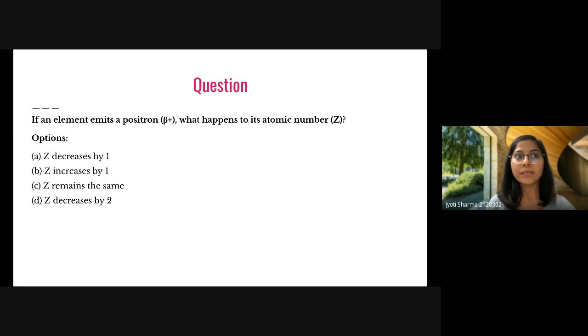If an element emits a positron, positron is like the opposite of electron. So as I told you, electron will increase the atomic number by 1, so this will reduce the atomic number by 1. This atomic number is denoted by Z, so Z will be decreased by 1. If it is increased by 1, then this will not be the positron, but this will be the beta particle, or you can say this is an electron. But if it is positron, then your atomic number will be reduced by 1.